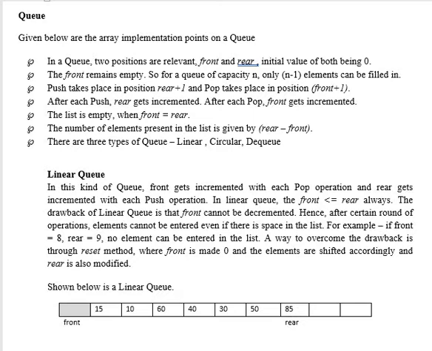That means there are two terms very important in a queue. One is called front, one is called rear. Now, this front and rear both are 0.